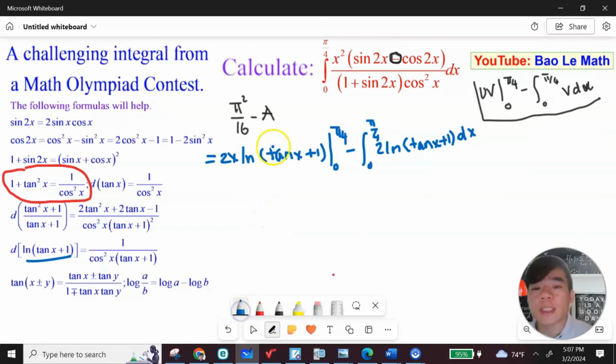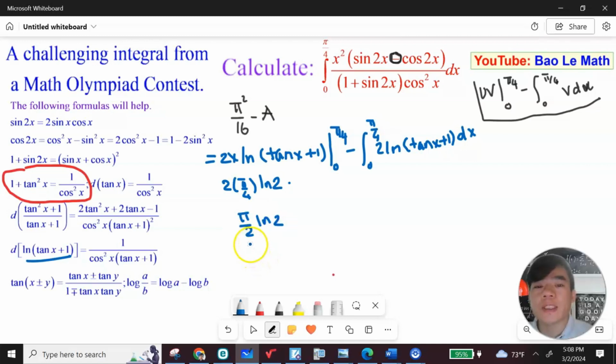Okay, so basically this one I evaluated, so pi over 4 substitute here, so it should be 2 times pi over 4 times natural log of tangent of pi over 4, which equals 1. 1 plus 1 equals 2, so it becomes natural log of 2, right? Now 0 substituted over here is going to be 0, so with the lower bound right here 0, it should be 0. So I simplify this one, and it turns out to be pi over 2 natural log of 2.